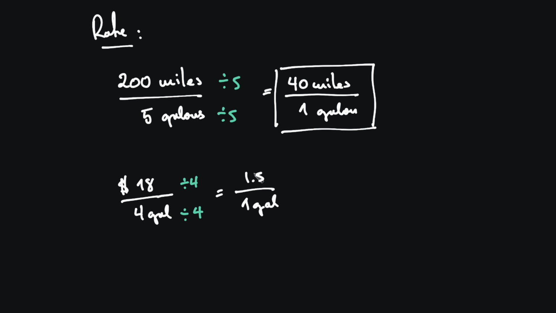So what this is saying is, let me rewrite it properly. So 4.5. What this is saying is that for every gallon, I have to pay 4.5 bucks. Or if I have $4.5, I can buy 1 gallon. Okay, this is basically a rate. This is how rates work.